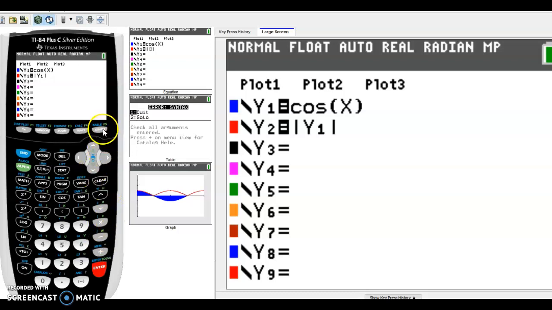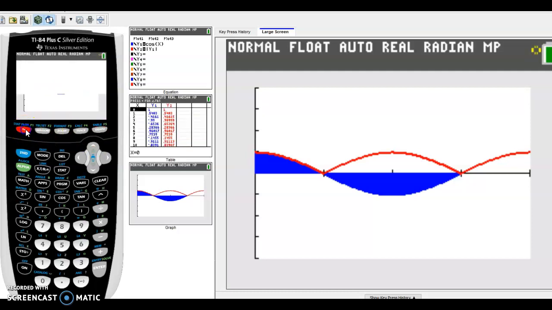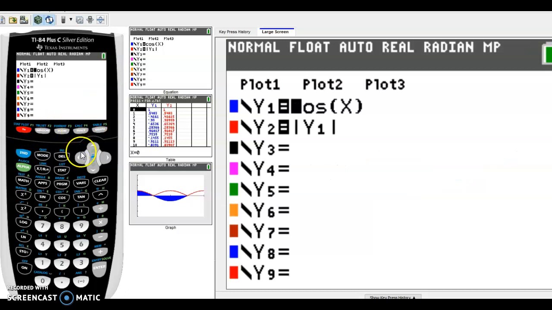So if you notice when you look at the graph here, you can see both graphs. My calculator does it in color, so you can see the two different graphs. There's the absolute value curve. So if I do this here, and I wanted to now figure out what is the area underneath this curve, I could just use the second curve.